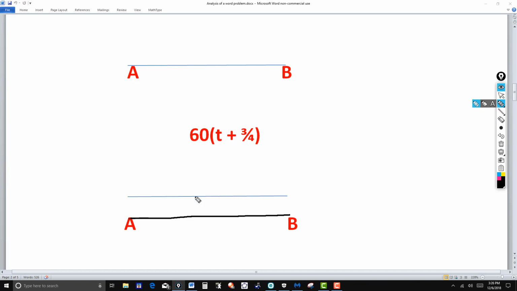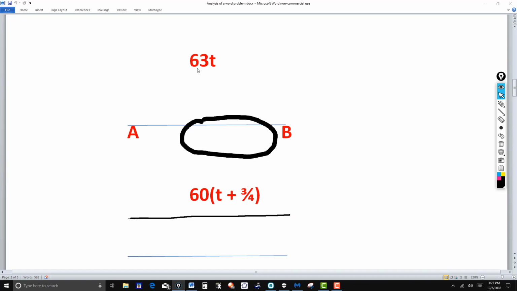then Jim has already traveled for t plus 3/4, or 45 minutes, because he had a 45-minute head start. So speed times time gives me distance. This is the distance traveled by Jim at the point where Bill catches up. And up here, since Bill's going 63 miles per hour and t represents the time that he traveled to catch up, the speed times the time is his distance.